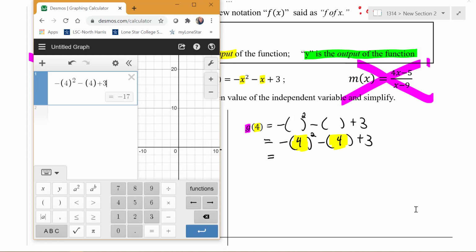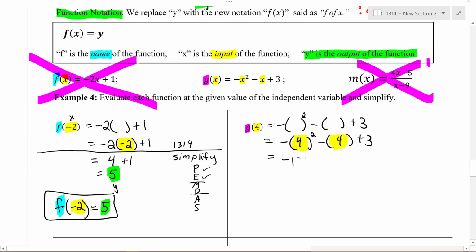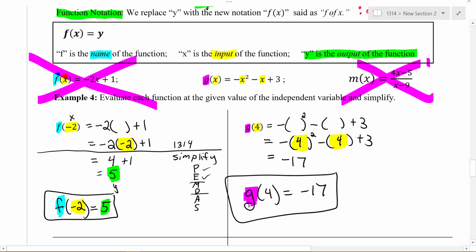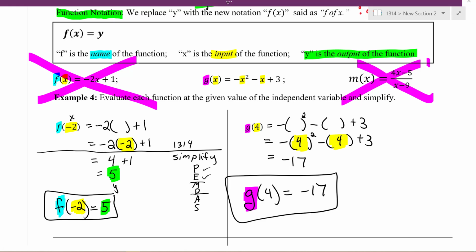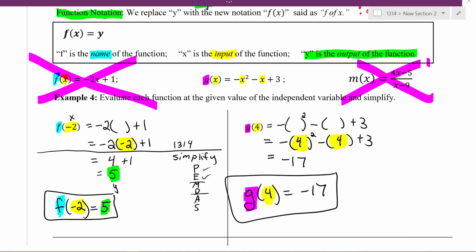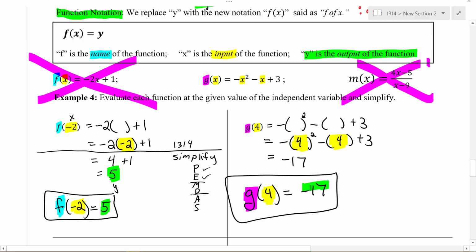So that tells me that all of this simplifies to be negative 17. Okay, so our final answer would be g of 4 is equal to negative 17. So that means I used equation g to find this information. What did I put into equation g for x? Well, that was a positive 4. What came out the other side as a y value result is negative 17.